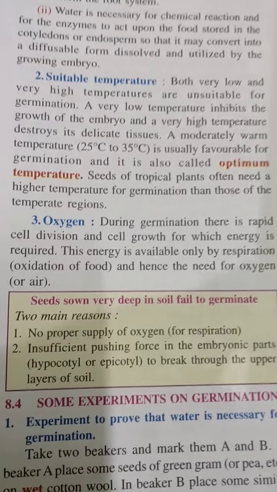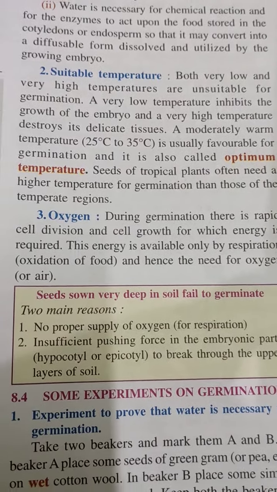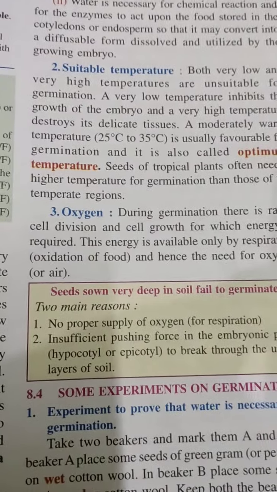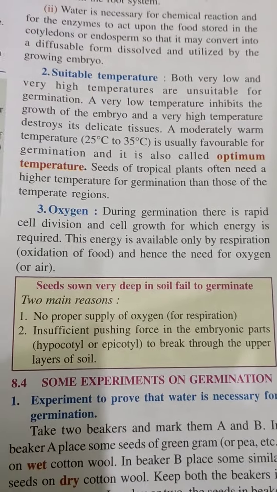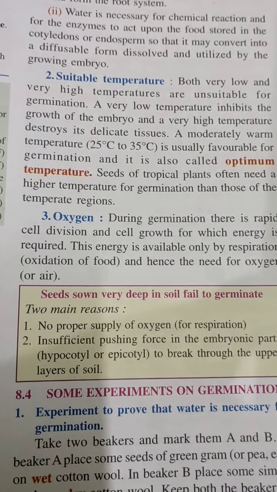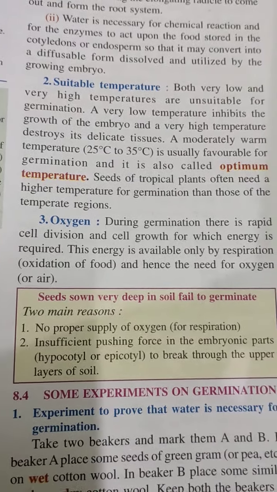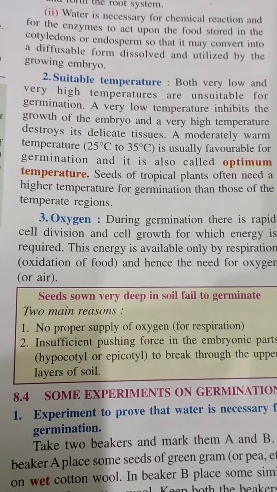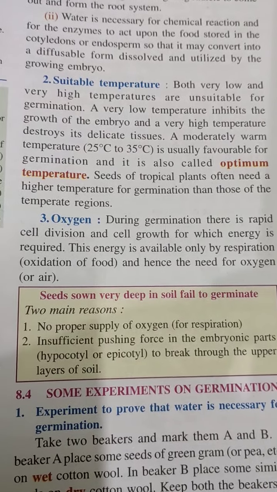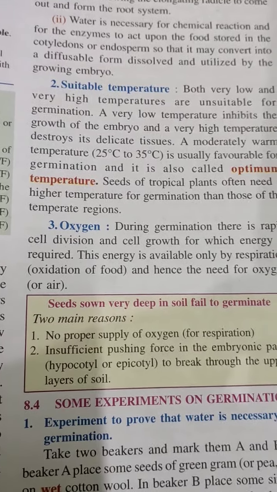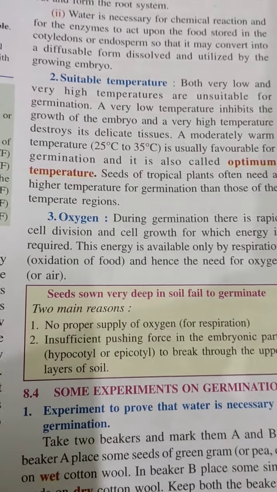Another very important matter is oxygen. It's an element without which we cannot even think of germination. During germination, it's the process of rapid cell division and rapid cell growth, for which energy is required. This energy is available only by respiration or oxidation of the food, and hence the need for oxygen. Clear?